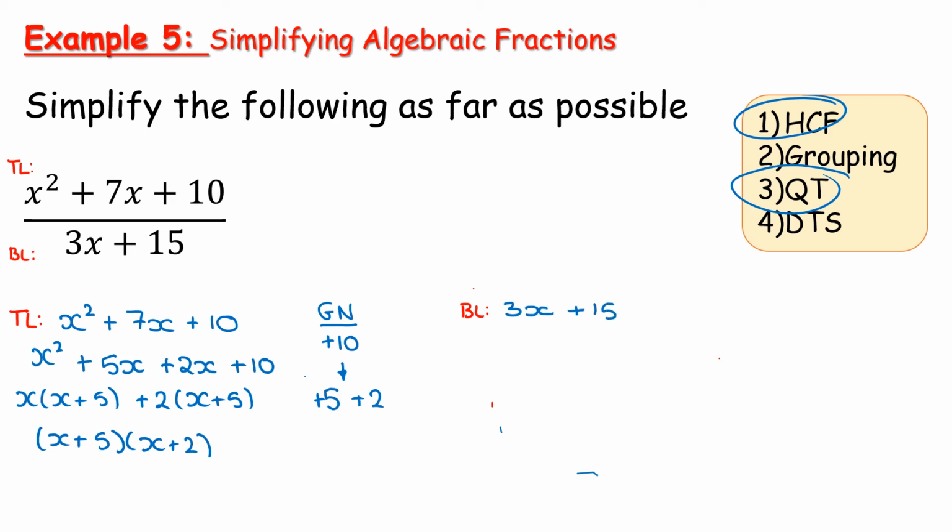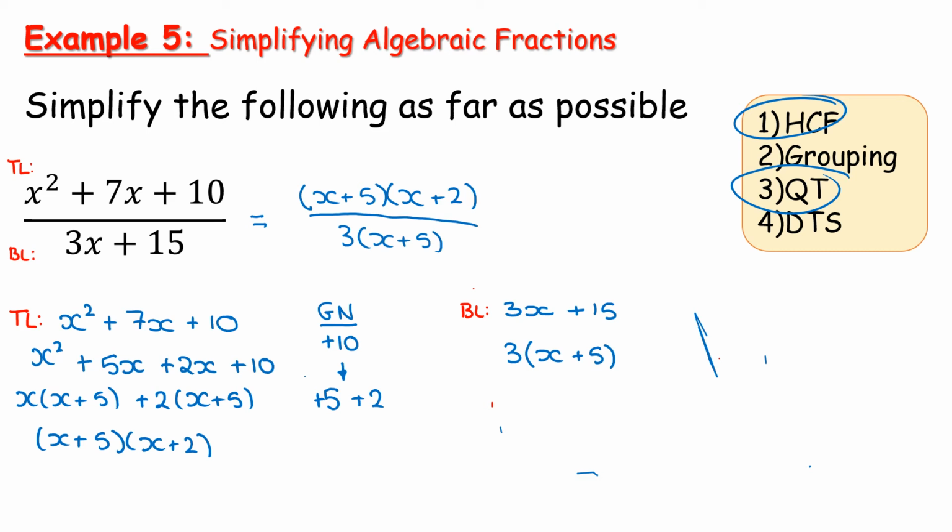This is highest common factor. I pull out my 3 and I'm left with x plus 5. So now I'm going to come back up here and replace the top line with the 2 factors I've worked out, and replace the bottom line with 3 times x plus 5. And what you will see is now there's actually 2 brackets that are the same.